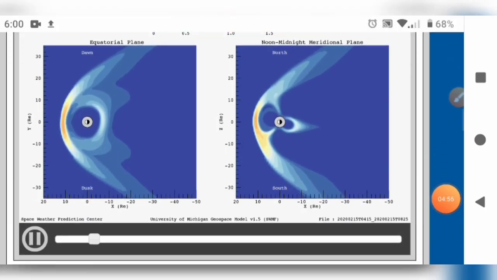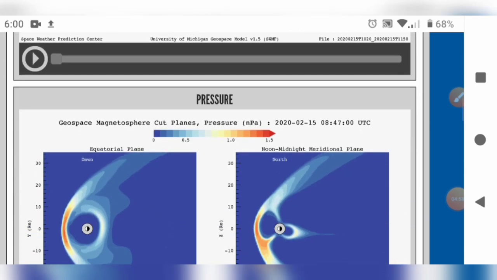Next, we'll look at 4 hours of geospace magnetosphere movies.